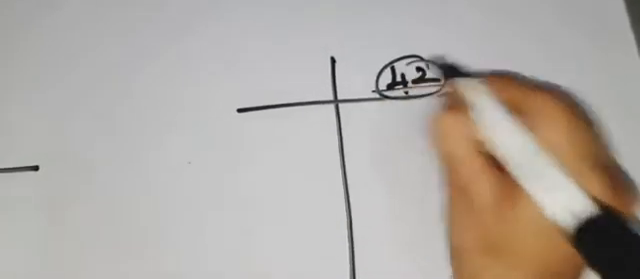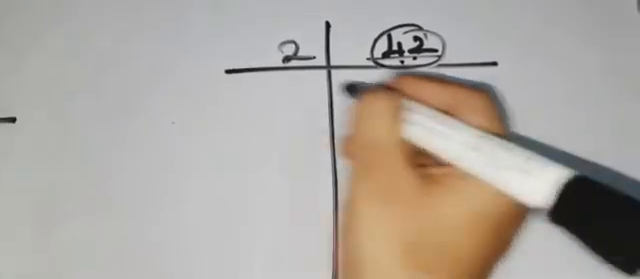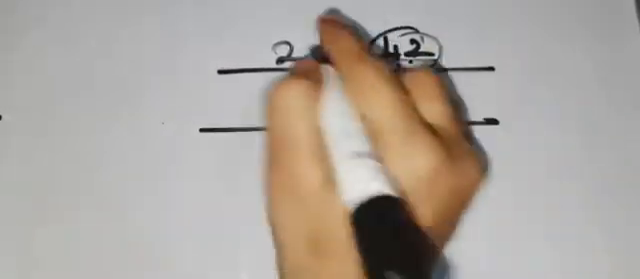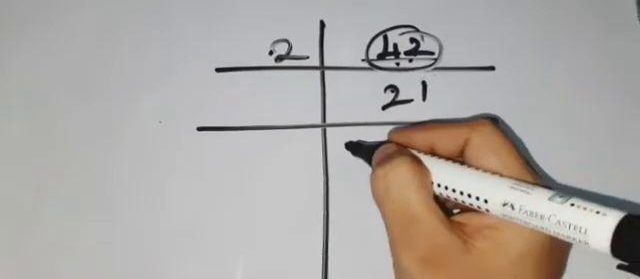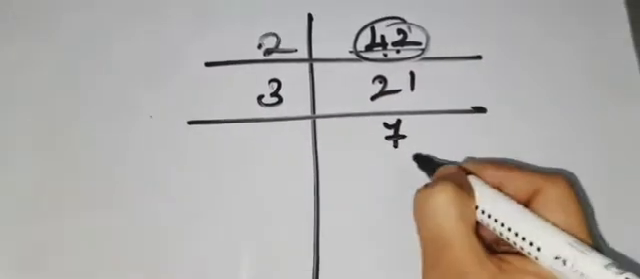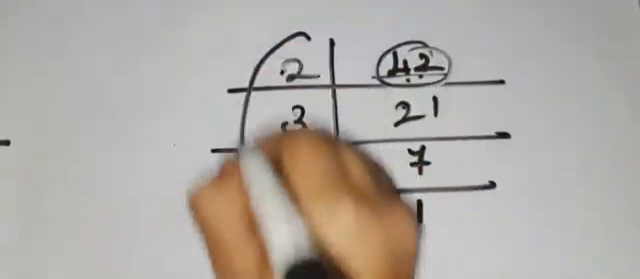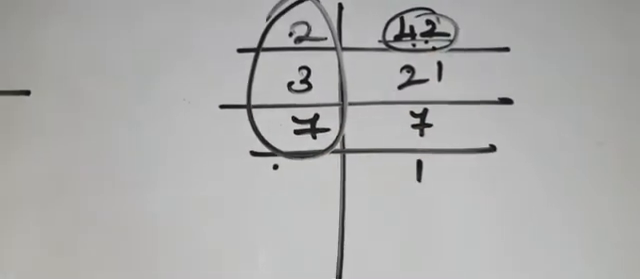Let us find out the HCF of the given number 42. 2 into 21 will give the product as 42. The 21 will not be divisible by the number 2, so we are taking the next prime number 3. 3 7s are 21. 7 1s are 7. So these three numbers are the prime factors of the given number 42.